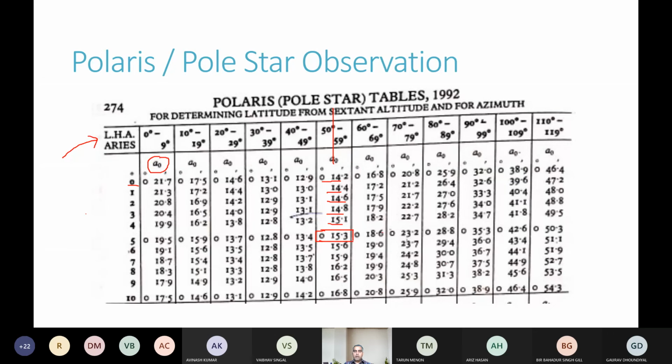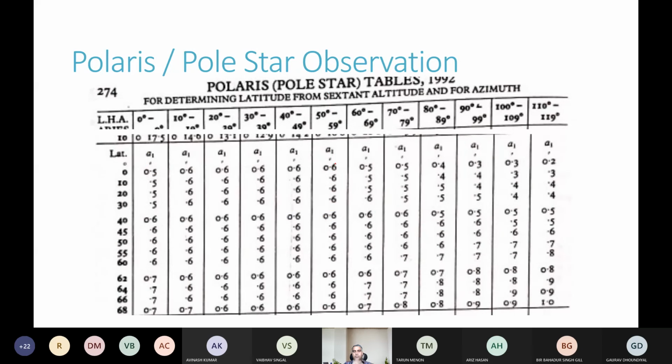Let's go to the lower part now. Below this, we have come to the second part of the table. This gives us the A1 correction. Now for the A1 correction, you have to enter with your DR latitude. So you have the latitude mentioned here. Whatever your latitude is, you enter with that latitude in the same column. It gives you the A1 correction. Now for 30 degree latitude, it is 0.6 minutes. So we got the A1 correction.